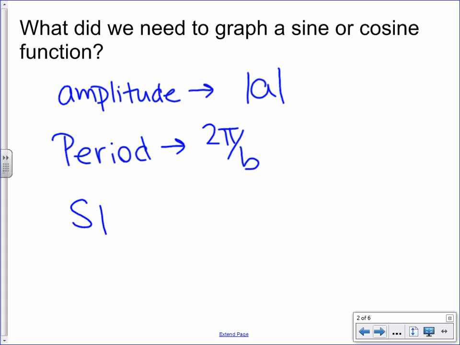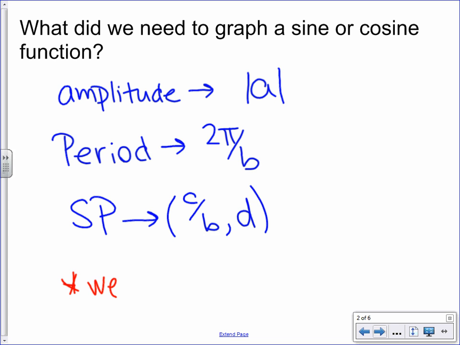The next thing we identify, the starting point. Matt, how do we find the starting point? It's C over B comma D. If we know the x value for the starting point, we can set it equal to C over B. If we know the y value of our starting point, we know that it is D. So basically, to go backwards, we need to find A, B, C, and D in order to write the equation.